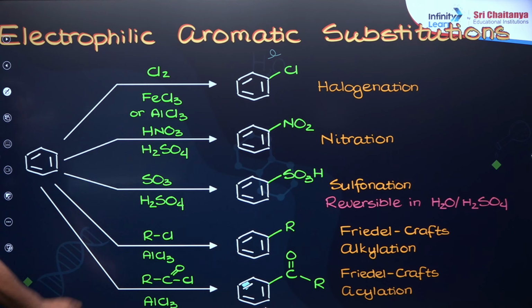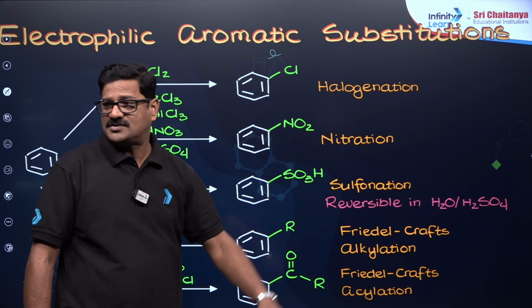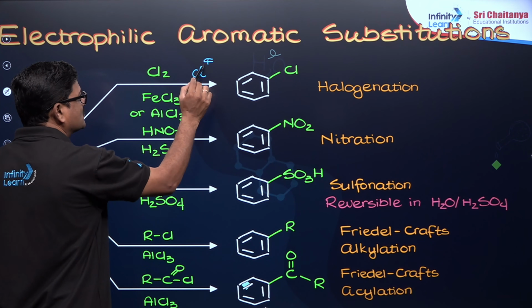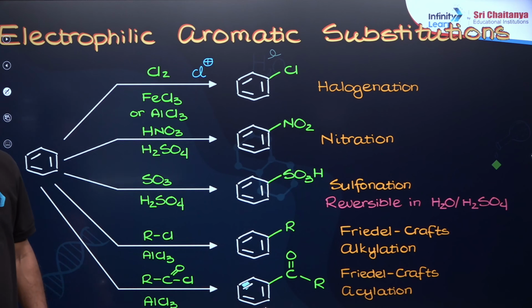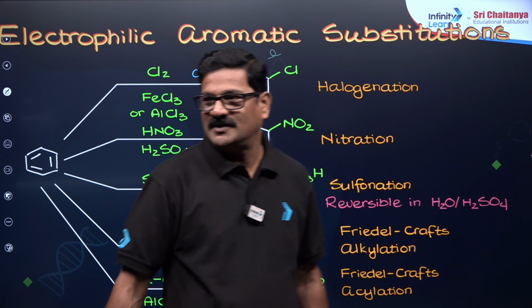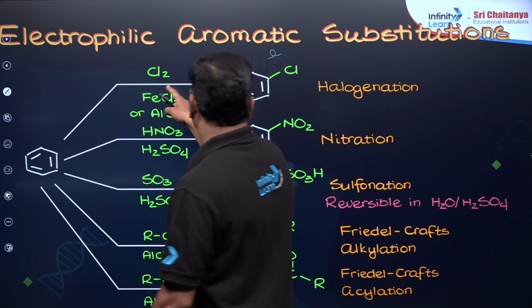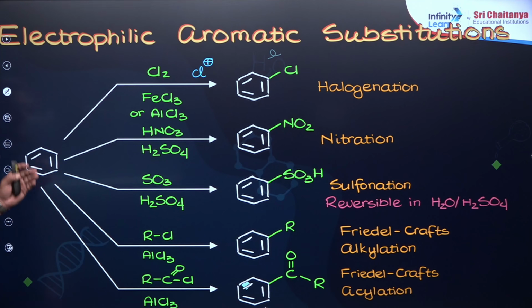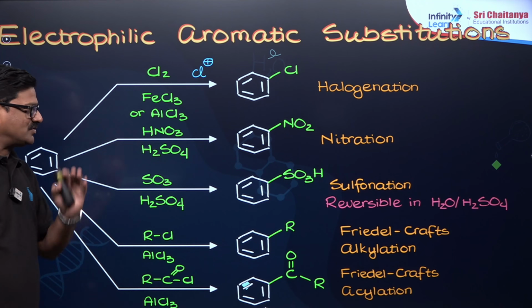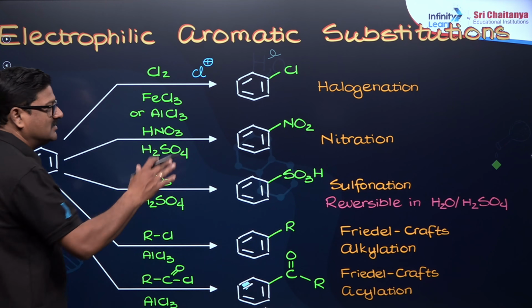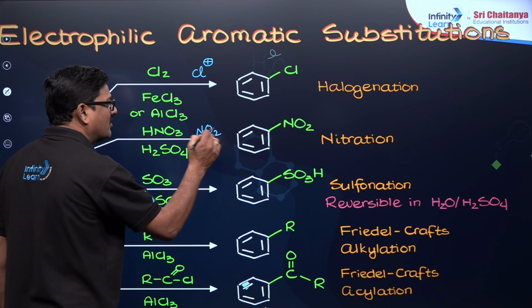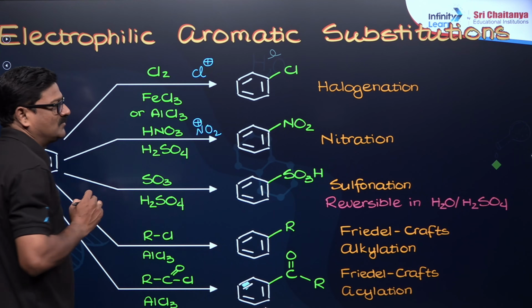Benzene when reacted with chlorine, that reaction is called halogenation, and in that Cl plus is the electrophile. The product is going to be chlorobenzene. Benzene when treated with HNO3 and H2SO4 undergoes nitration, giving nitrobenzene, and in nitration the nitronium ion is the electrophile.